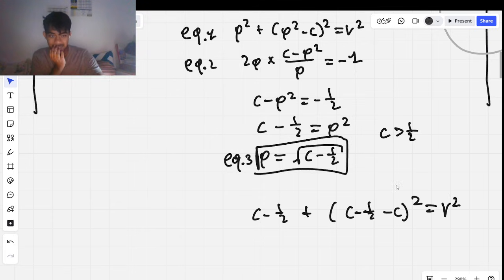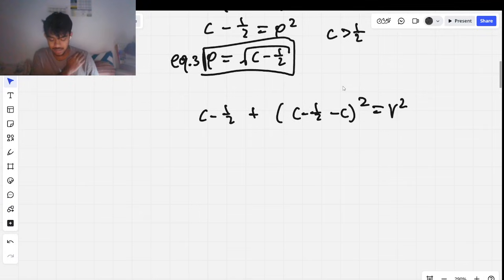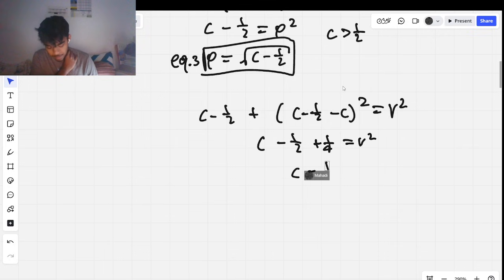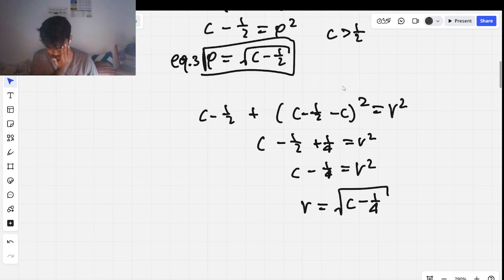Now this, I believe, simplifies very nicely to c minus a half plus a quarter equal to r squared. C minus a quarter is equal to r squared, and therefore r in this case is equal to c minus a quarter. And I believe that should be correct, because it follows on correctly.